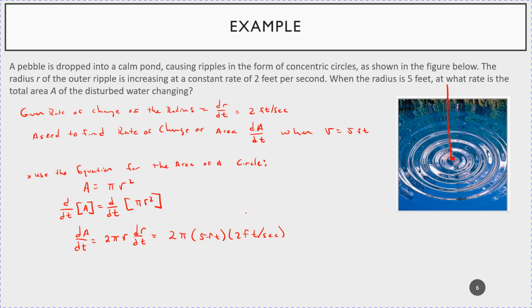So what is the rate of change of the area here? All right, well, 2 times 5 is 10 times 2. This gets me 20, and then don't forget you have the pi. And then you need to make sure you have the units right. So feet times feet gets me feet squared per second. And that's it. So what is the rate of change of the area of this outer circle? Well, when the radius is 5, the area is changing at 20 pi feet squared per second.